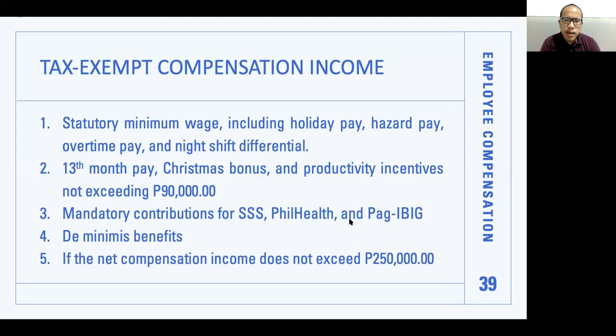Ano yung hazard? Yung hazard pay, ito yung binibigay sa mga empleyado kapag dangerous, or life-threatening yung nature ng work nila. For example, nasa minahan ka, or you are handling hazardous chemicals, yan. Dapat may hazard pay kayo. Kung ikaw ay nakatanggap ng hazard pay, tas ikaw ay minimum wage earner, exempt yung minimum wage mo together with your hazard pay. So wala kayong kailangang bayaran dyan.